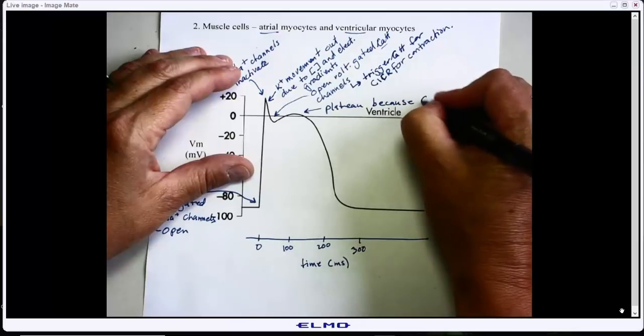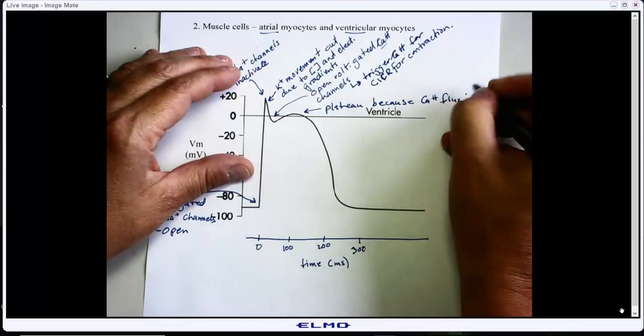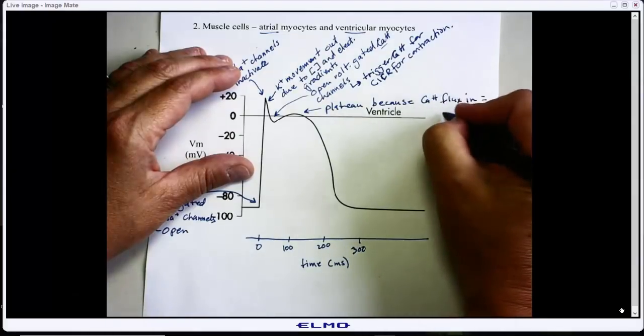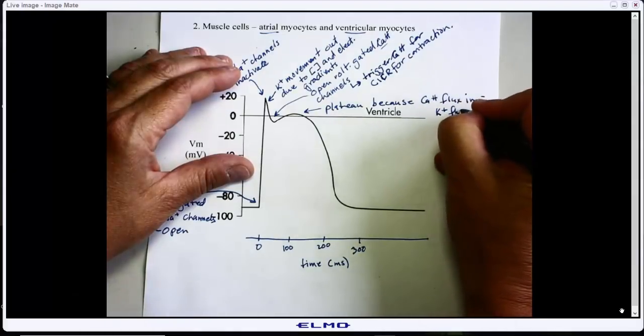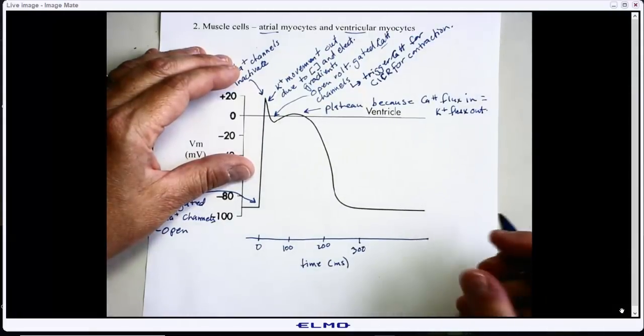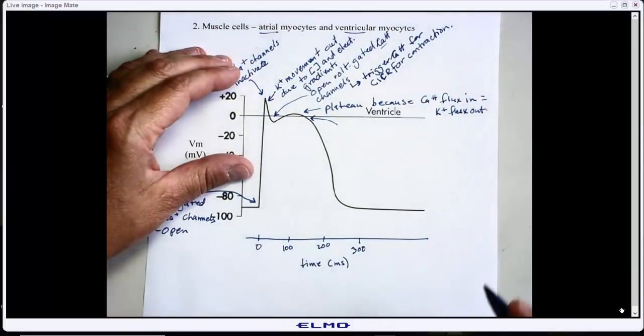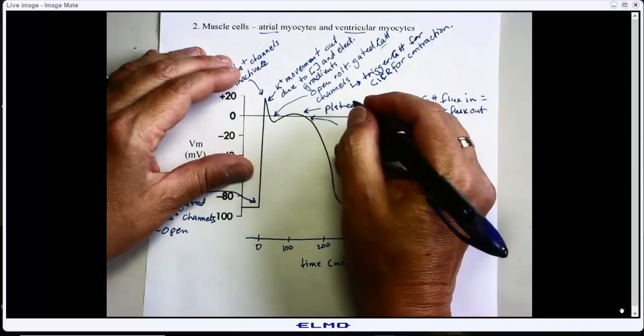Because calcium is fluxing in while potassium is fluxing out, we get this plateau region. And then somewhere along here, voltage-gated calcium channels inactivate.